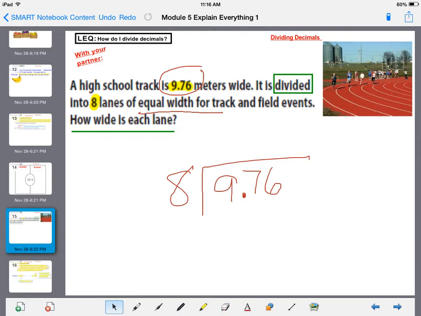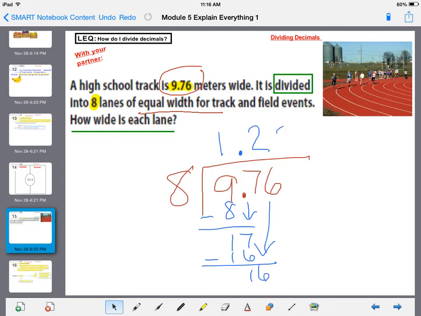Rule number 1 is we're going to bring up this decimal point from the dividend, and now we're just going to divide as normal. So 8 goes into 9 one whole time. We take 8 from 9, and that's 1. Bring down the 7. 8 goes into 17 2 times. 8 times 2 is 16. And 17 minus 16 is 1. Bring down your final 6. And 8 goes into 16 2 whole times. And so our answer is each lane is 1 and 22 hundredths meters wide.